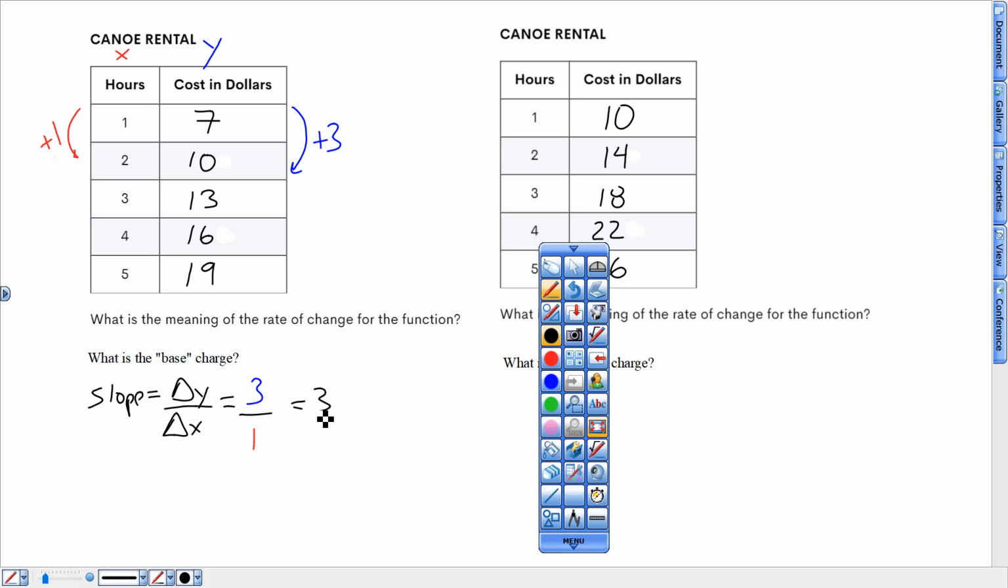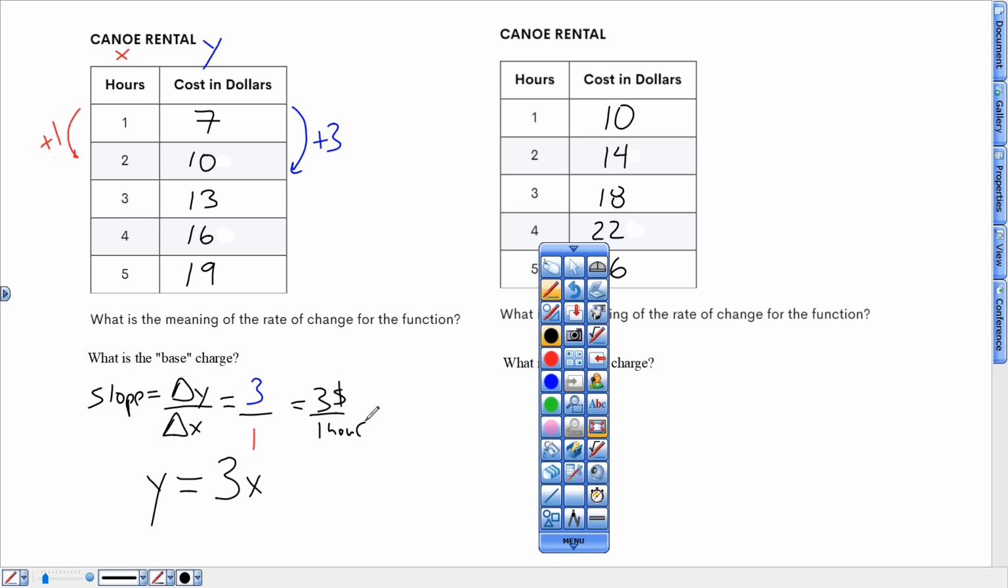So that is my rate of change. If I was to write this equation, y equals, I would put that 3 right here in front of x. That is my rate of change. That is $3 for every hour. That's what that number means right there. That rate of change, that 3, is $3 for every 1 hour. That's what that rate of change number is. It is a fraction. It is a slope.